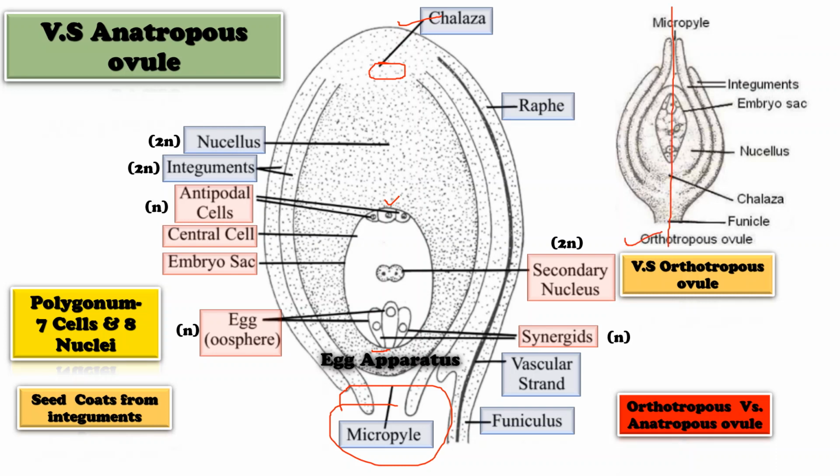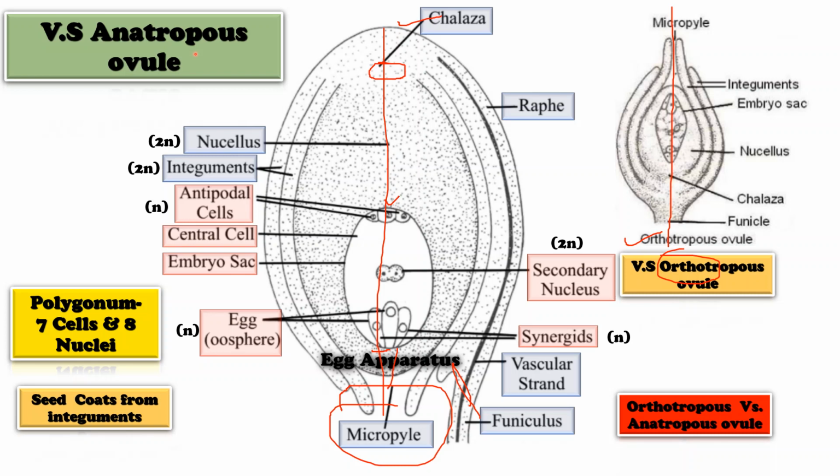Here ortho means straight. In case of this ovule, micropyle and chalaza are in one line, but funicle is away from this line and close to micropyle. Such an ovule is called anatropous ovule or also called inverted ovule.